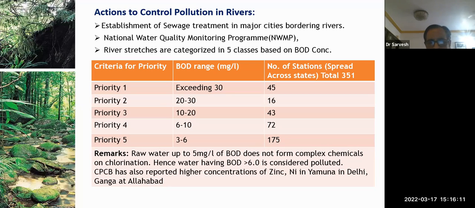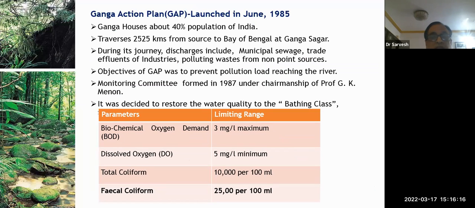And the CPCB also reported higher concentrations of zinc and nickel in the Yamuna River. The Ganga Action Plan is very relevant in this case, because that is the river which houses around 40% of India's population, and it travels more than 2,500 kilometers and terminates in the Bay of Bengal. What happened during such a long journey, inhabiting so much population, was the influence of industries and municipal sewage.